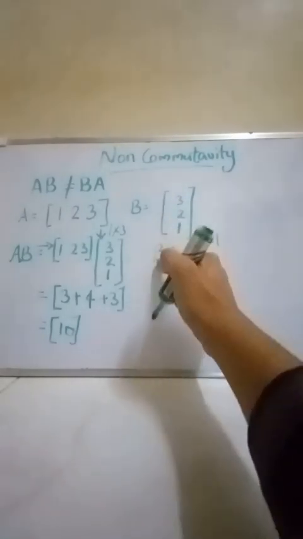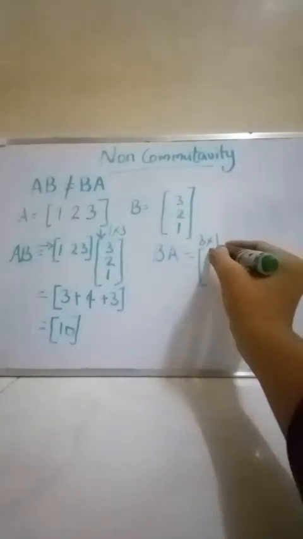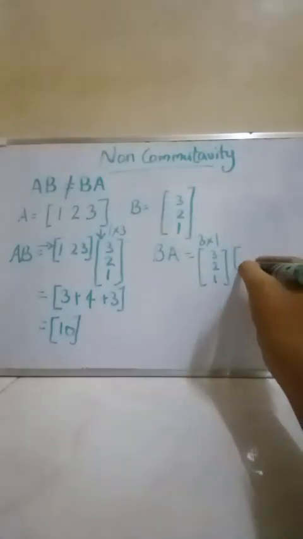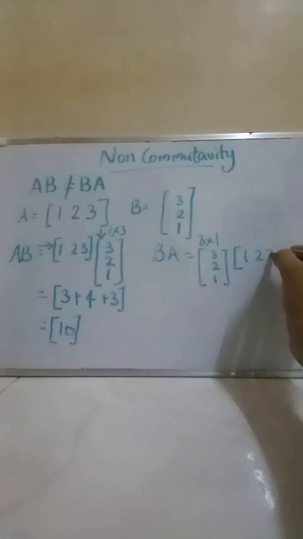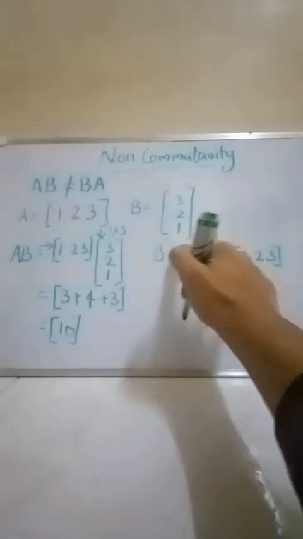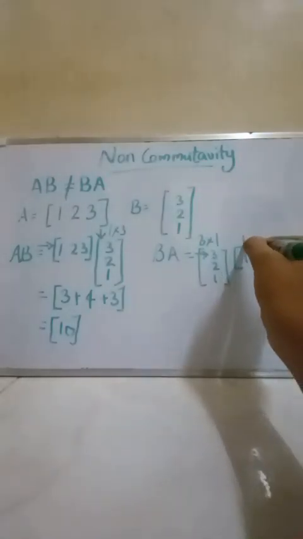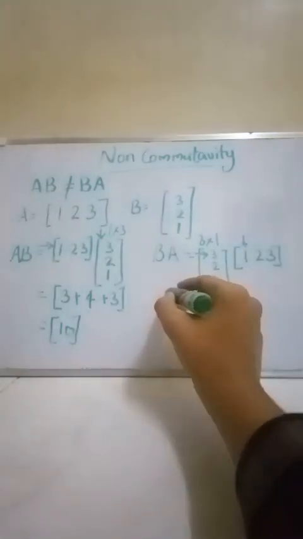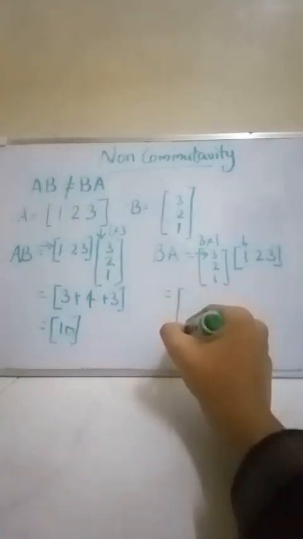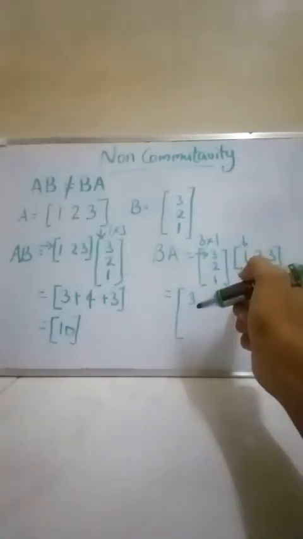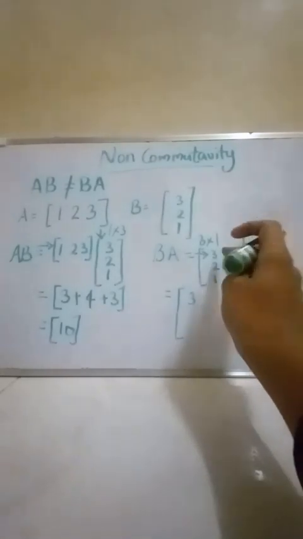So now writing B first, 3, 2, 1, then writing A second, 1, 2, 3. Now we have to do first row with first column, okay, multiplication. So 3 times 1, okay, there are no elements, right? So that's it, you cannot do any further.